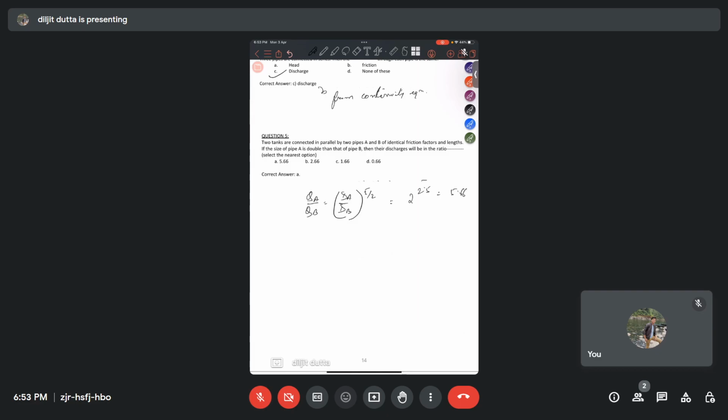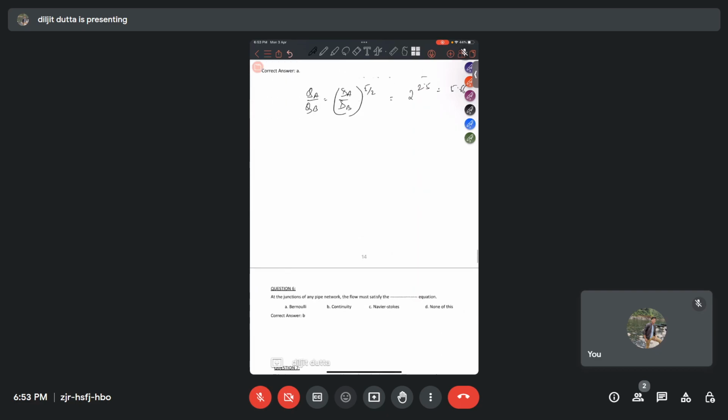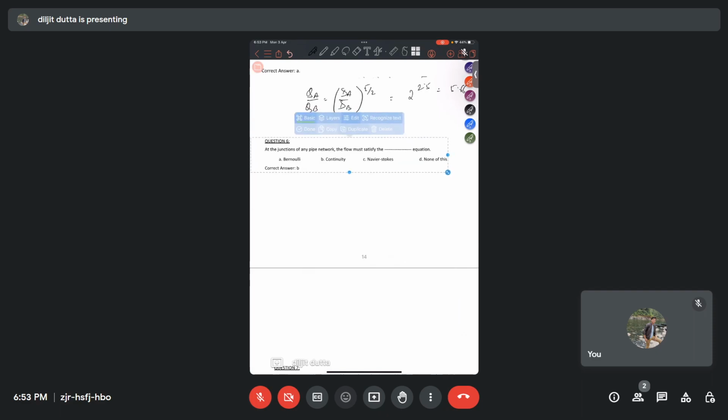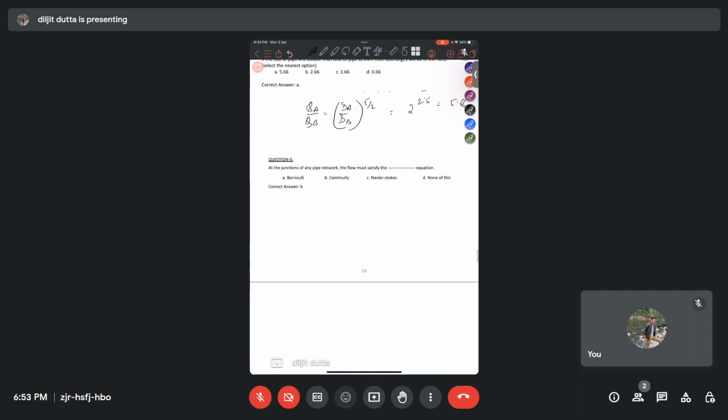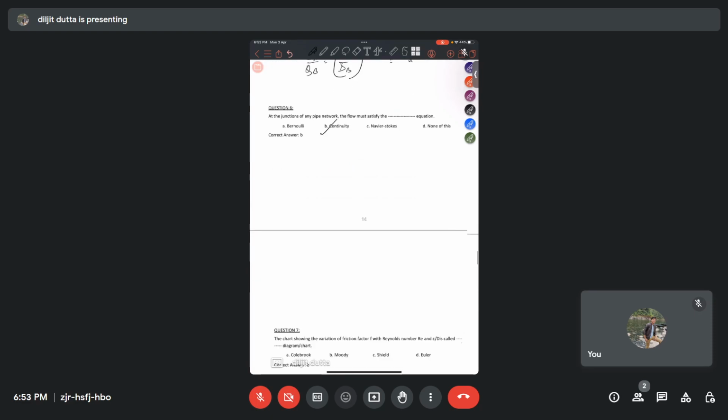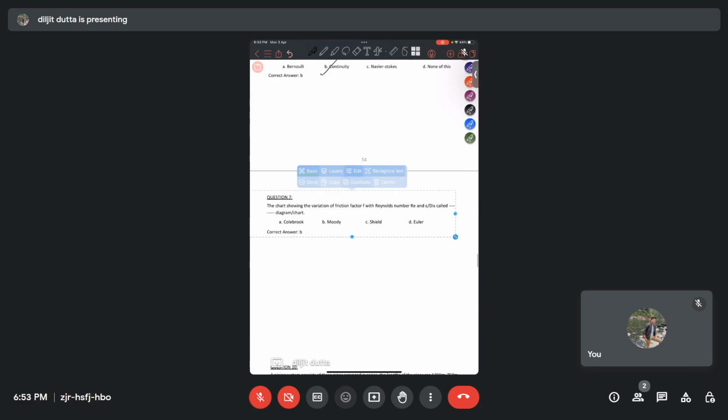At the junction of any pipe network, the flow must satisfy the continuity equation. Without continuity, the flow cannot take place.